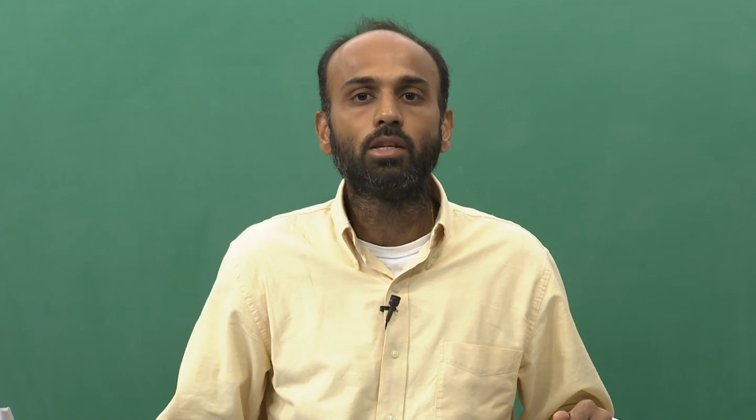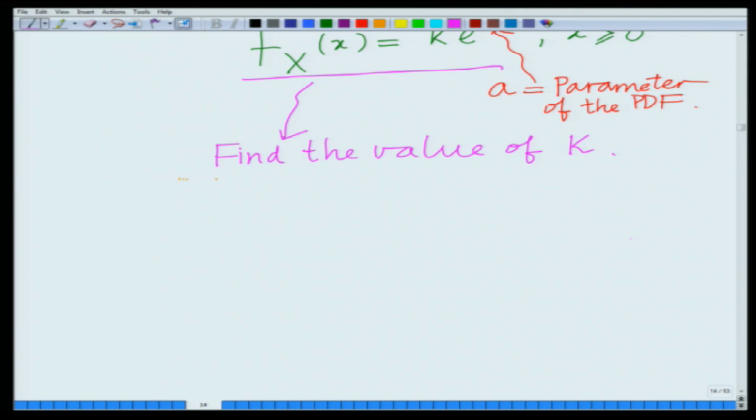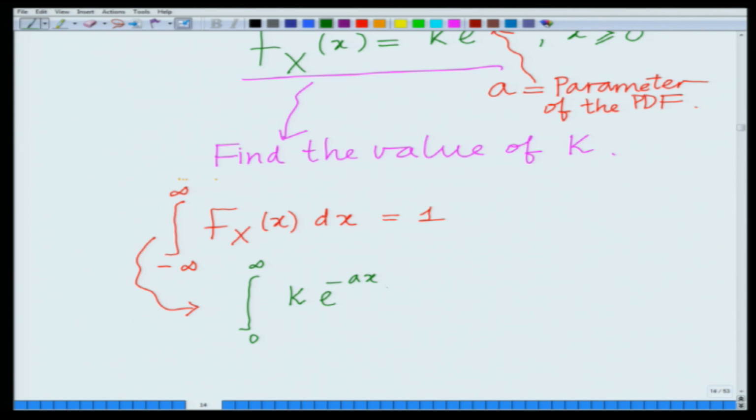We know that the total probability is 1. Therefore, it must be the case that if I look at the total probability, this is defined from 0 to infinity. So, if I look at the integral from 0 to infinity of f of x, for a general PDF it is minus infinity to infinity, this must be equal to 1. However, this is defined only from 0 to infinity. So, it means that outside of that range the PDF is 0. So, the integral from 0 to infinity of k times e power minus ax dx is equal to 1.